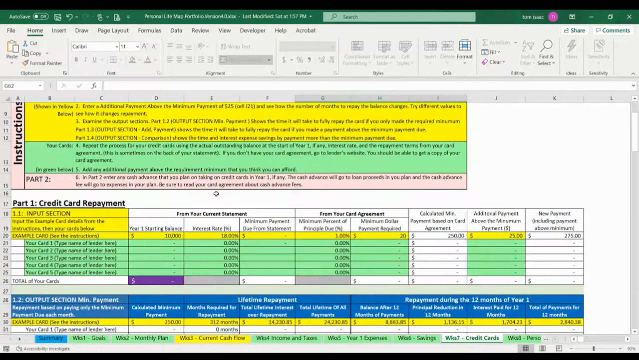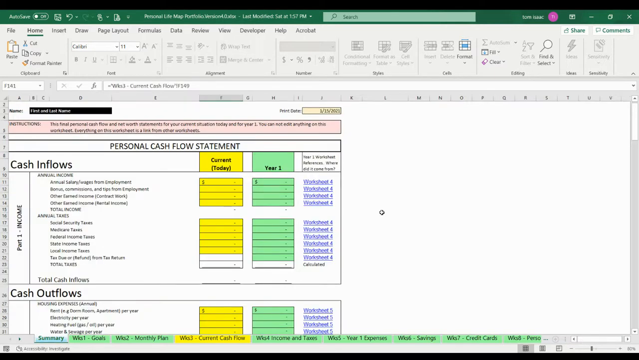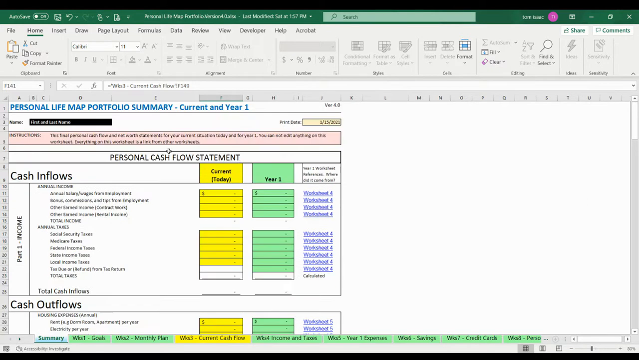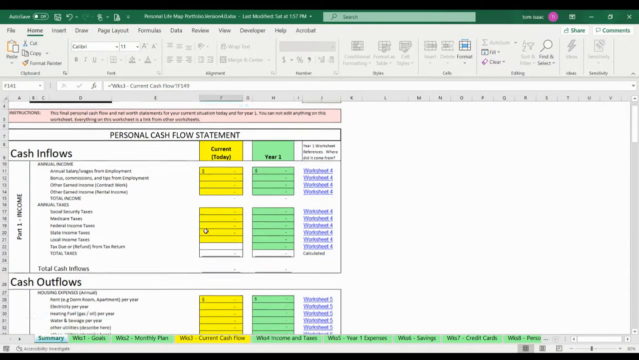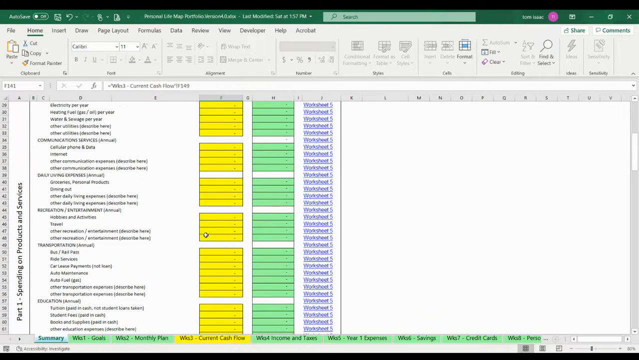So that is worksheet number 7 on credit cards and short-term loans. As with all personal life map portfolio worksheets, once you are done with a worksheet, you should always come back to your summary worksheet. Again, there's nothing in here for you to change or edit, but you're going to want to see this is your financial plan. How is your financial plan coming together so far? So always double check and make sure that everything in this summary worksheet makes sense to you.